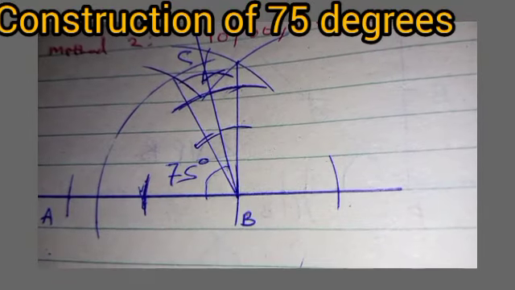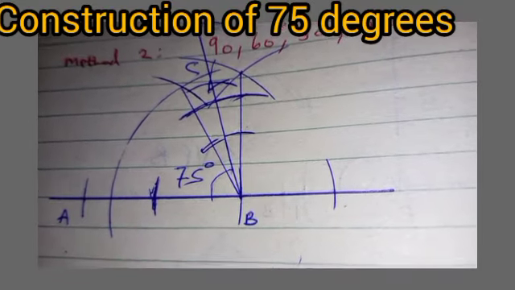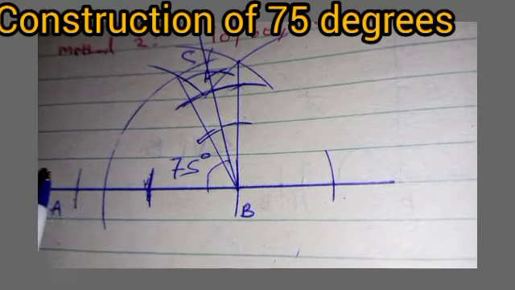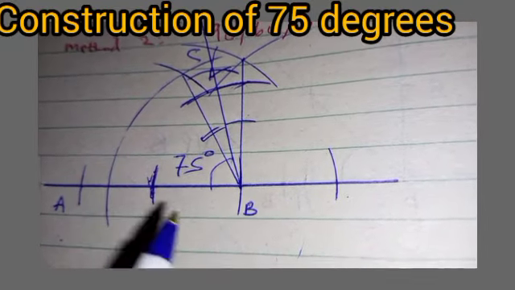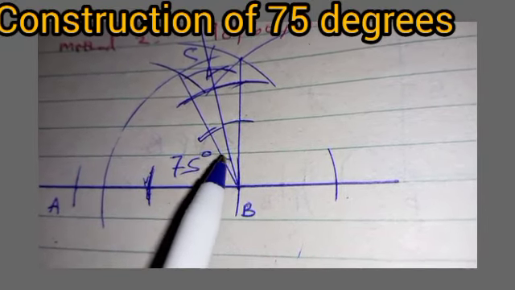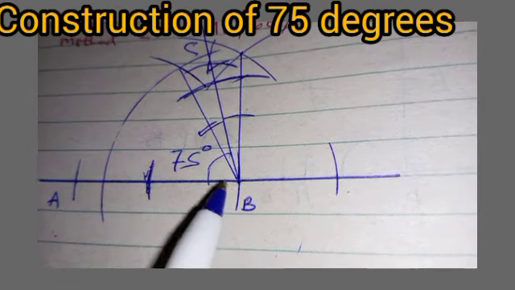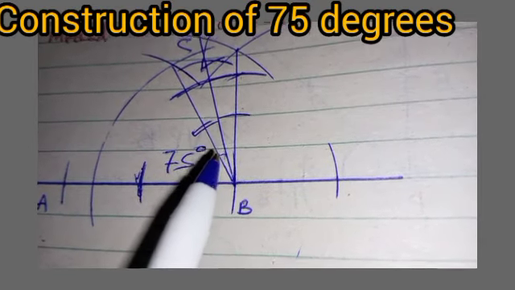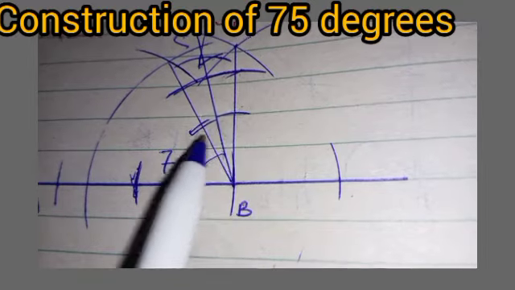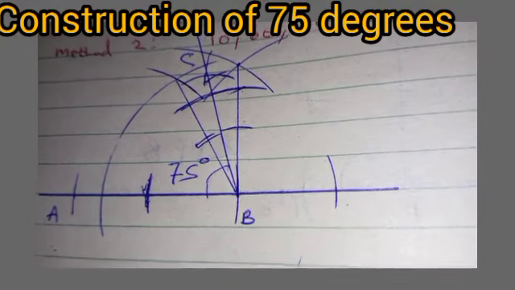So first of all, you construct an angle of 90 degrees, then construct an angle of 60 degrees. What is left is 30 degrees, then you bisect that angle to get 15 degrees, which gives 75 degrees.